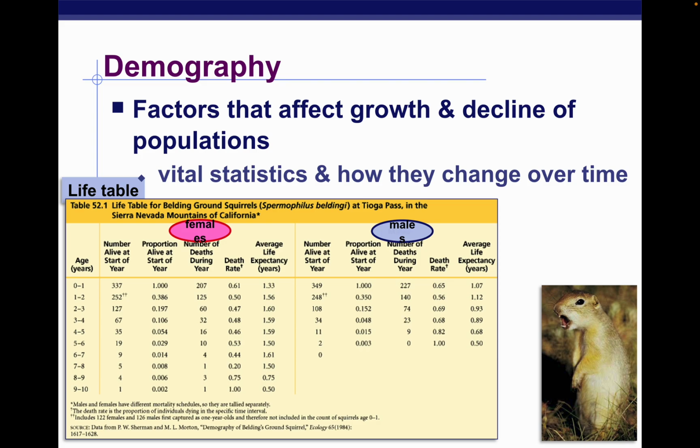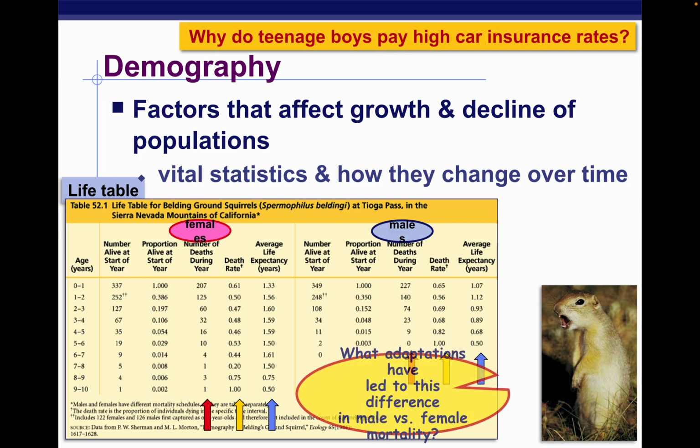Okay, so what do we notice here? Males versus females. Yeah, that's actually pretty interesting. Okay, number of deaths per year. So from 0 to 1, 1 to 2. Okay, and then we're looking at the death rate, and then the average life expectancy. So it seems like females in general have a higher life expectancy.